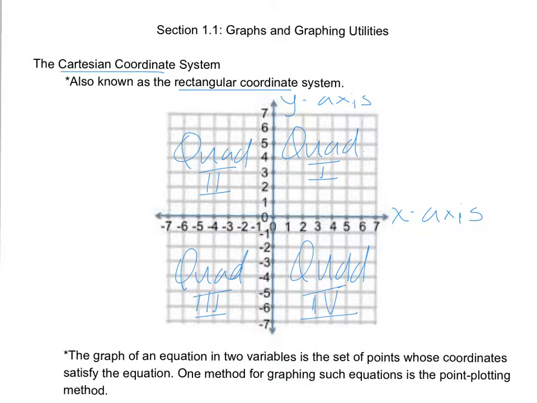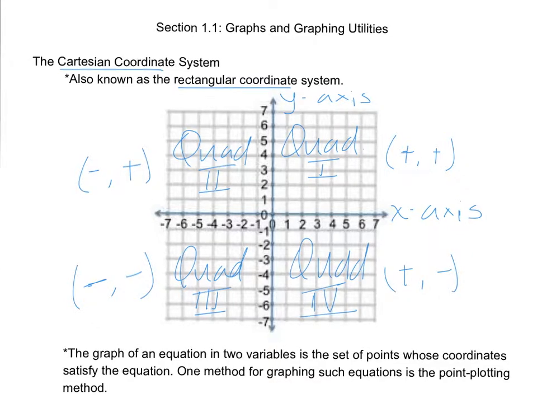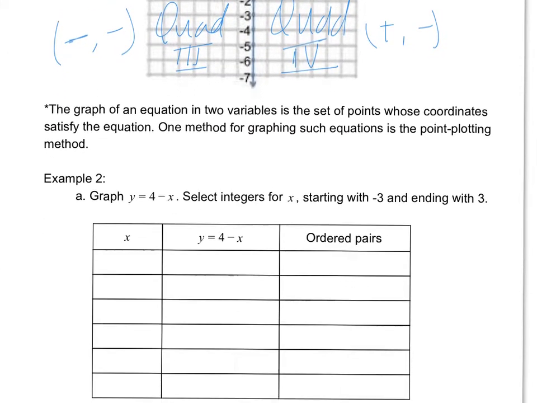Okay, and so we know that everything in quadrant 1, both the x and the y values are positive. In quadrant 2, the x's are negative, but the y's are positive. In quadrant 3, both negative. And in quadrant 4, the x's are positive and the y's are negative. And so we should be able to plot points in any one of these quadrants in order to sketch our graphs, which is the main goal of this section.